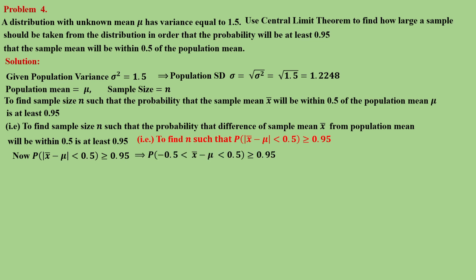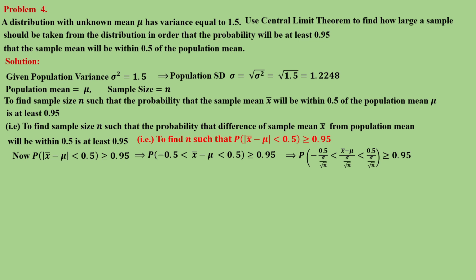We know modulus of x less than a means minus a less than x less than a, using the modulus definition. So here probability of minus 0.5 less than x̄ minus μ less than 0.5. We have removed the modulus. Instead of modulus, we are writing the inequality, which is greater than or equal to 0.95.